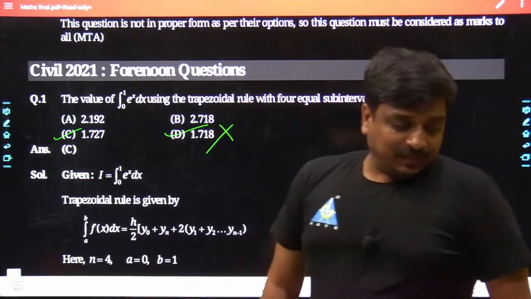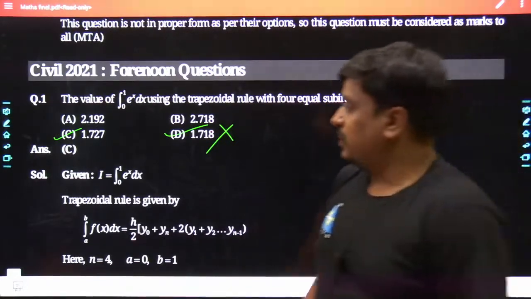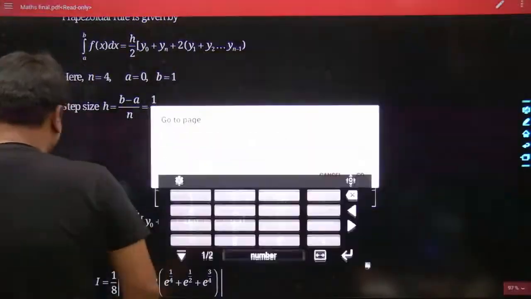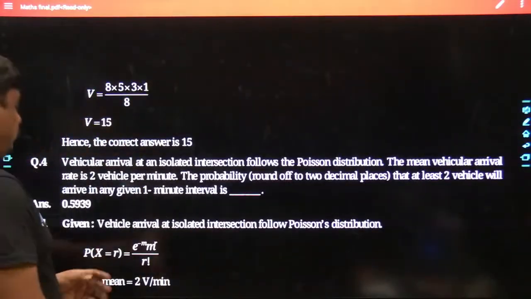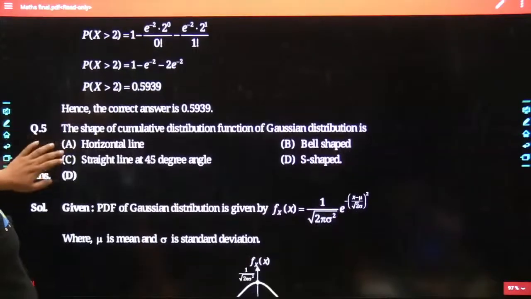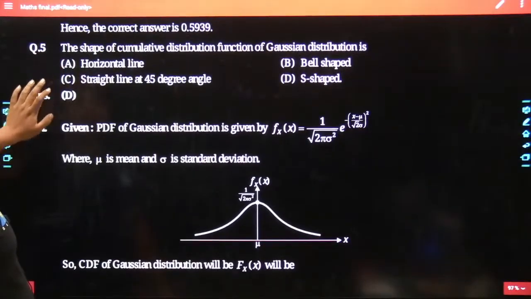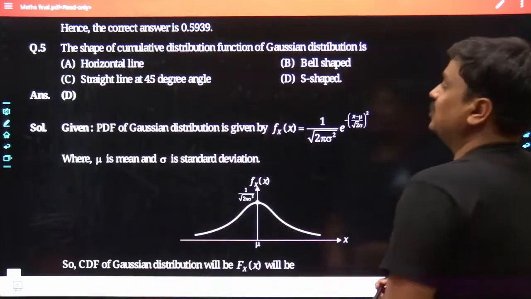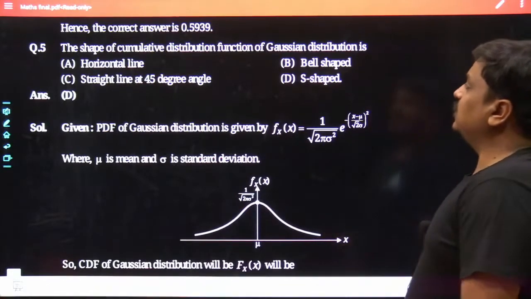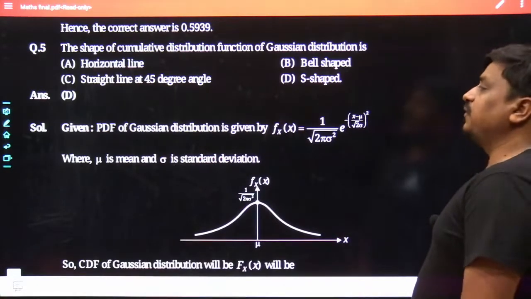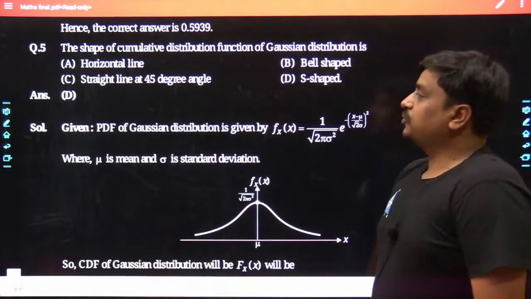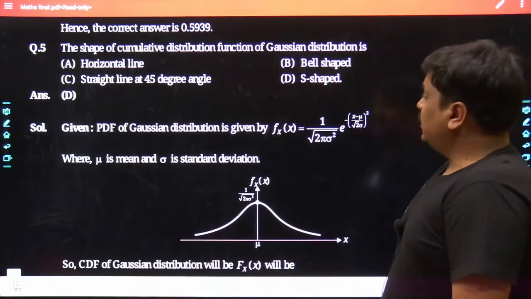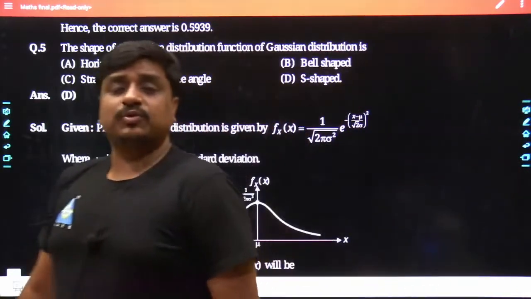In the same sequence, let me go into the next question, which comes from page number 18. Yeah, one of the very well designed problems has appeared from the concept of probability density. Let me see what the problem states. The shape of the cumulative distribution function of Gaussian distribution is. Four different options were attached along with this problem. The first option was a horizontal line. B was bell-shaped, C was a straight line at a 45-degree angle, D is S-shaped. Tell me what would be the best answer for this given problem.